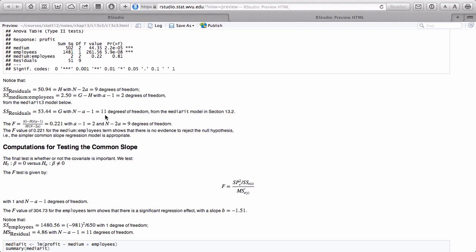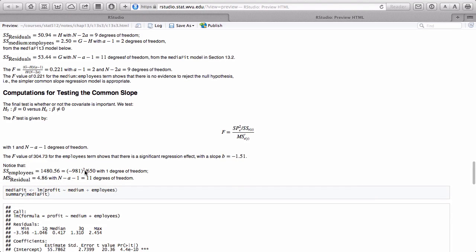And so we actually get an F value. If we divide this by this and this by this, and I take the ratio, I get 0.22. That's my F value, and the P value is 0.81. So there's no indication that I need unequal slopes.